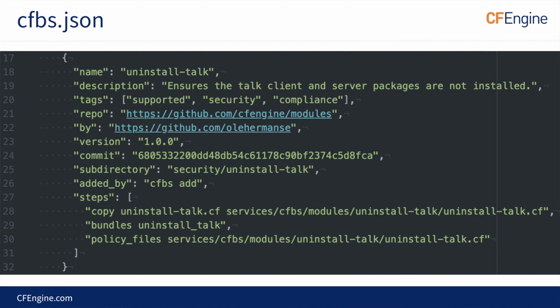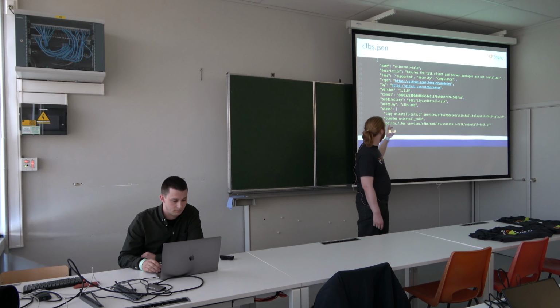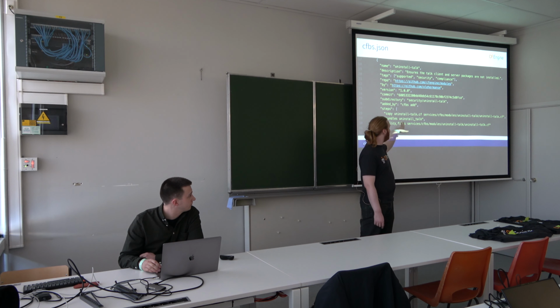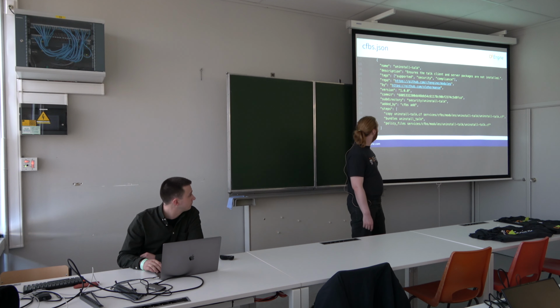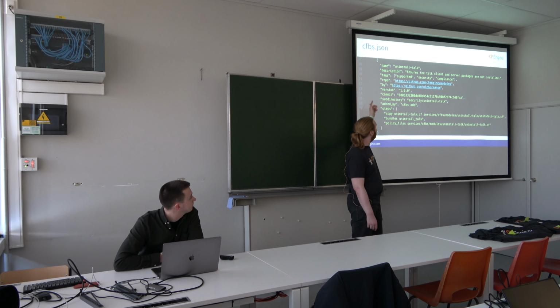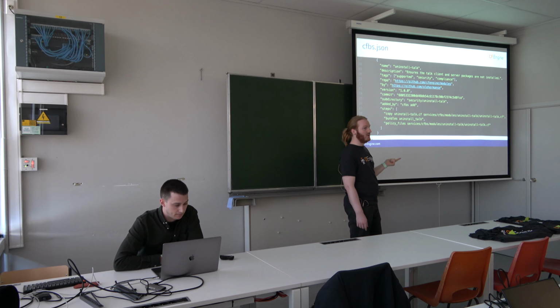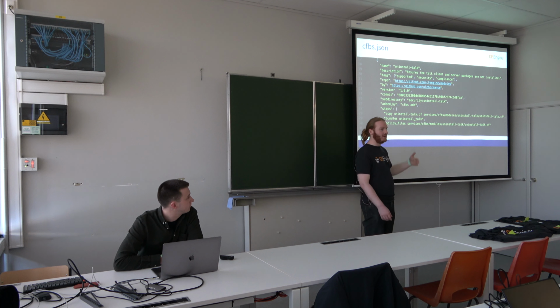So this is a super simplistic command syntax that we made, where you can do some very simple commands, like copy a file from here in the project to there in the policy set. And these ones are new. They say, I want this bundle added to my bundle sequence, and I want these policy files added to my inputs. So the combination of those three things for a policy file means that A, it will be in the policy set, B, it will be loaded by the agent because it's in the inputs, and C, the bundle will be run as part of the sequence.